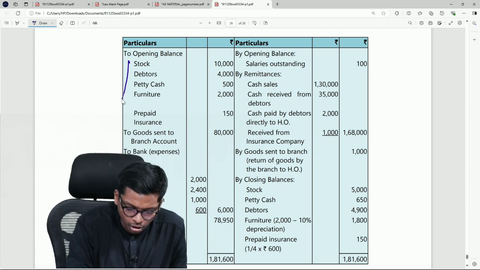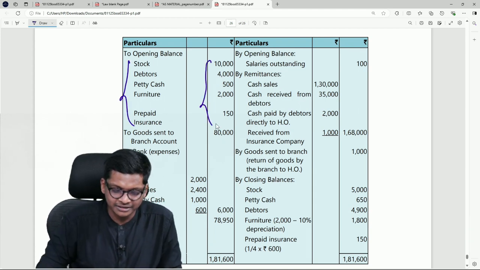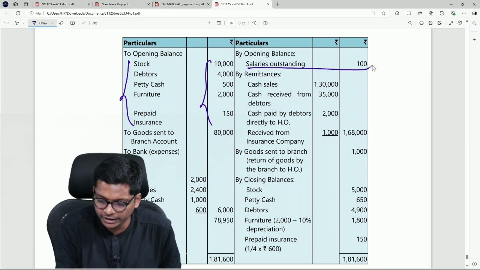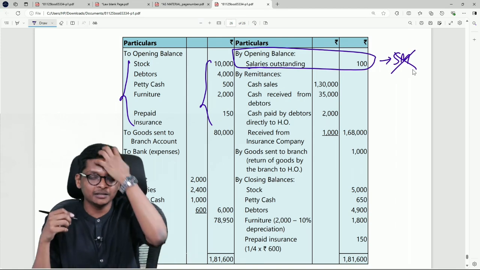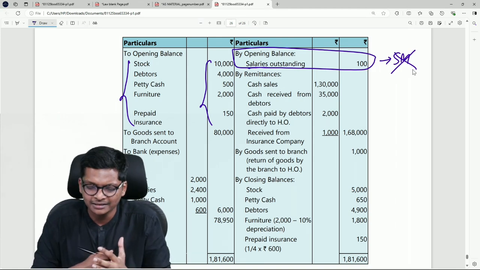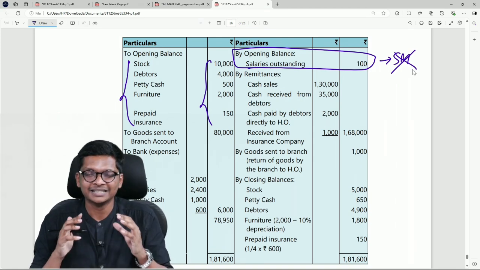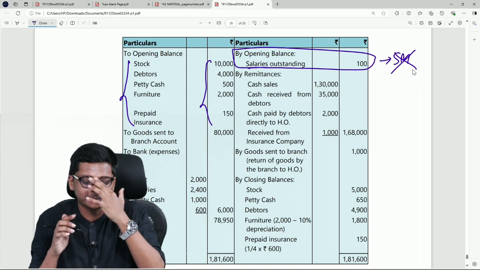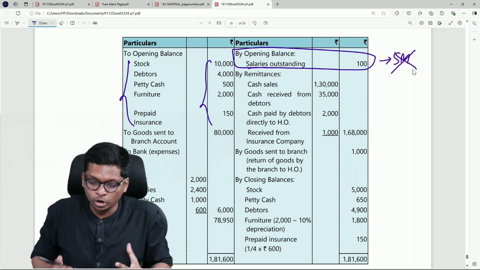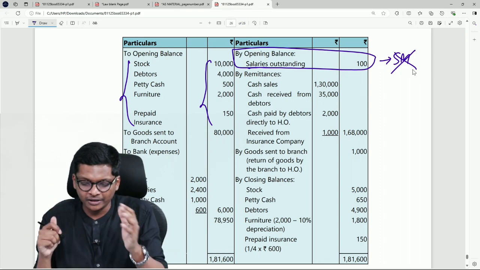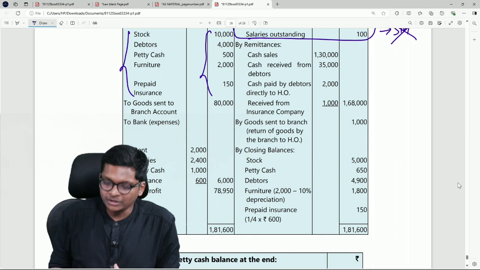Look at this, all the opening balances which are there in the question, including opening salary outstanding. Like this, we don't have any sum in the study material where there is an opening liability. This sum is not difficult. This sum is only testing your concept. If something new comes, do not panic in the exam. Do not panic in the exam, guys. So everything opening is written. Closing also, whatever is available we will write.